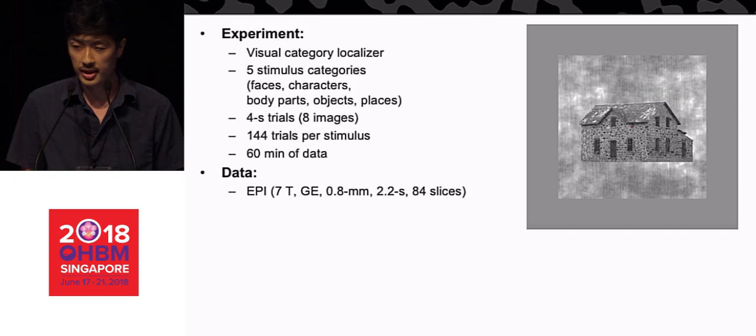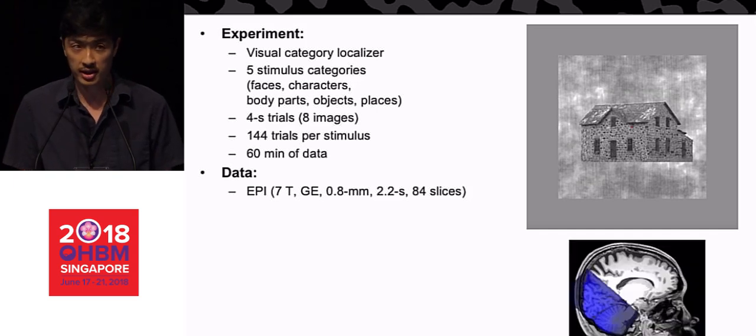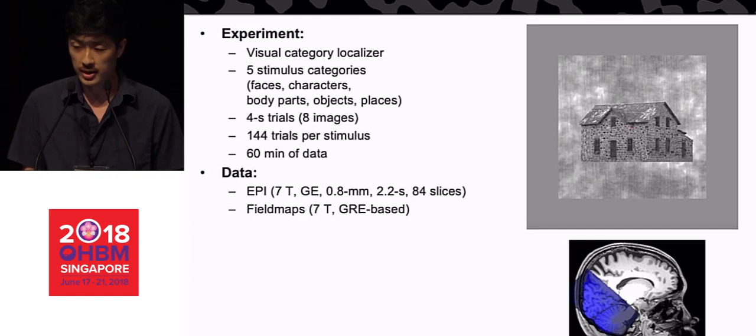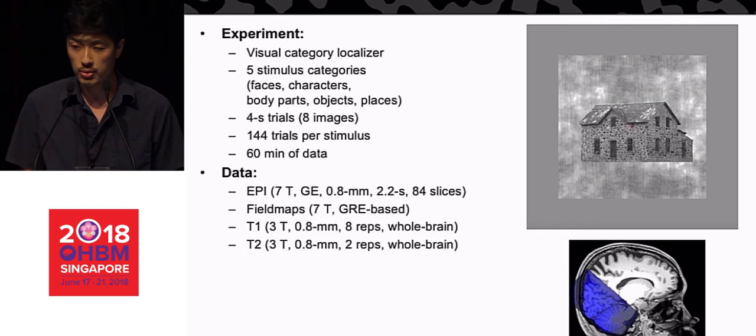We used multiband factor 2. This allowed us to cover the entire back of the brain. We also collected field maps. We collected multiple field maps over the course of each scan session in order to correct for EPI distortion. And in addition, we collected standard T1 and T2 weighted anatomical data.